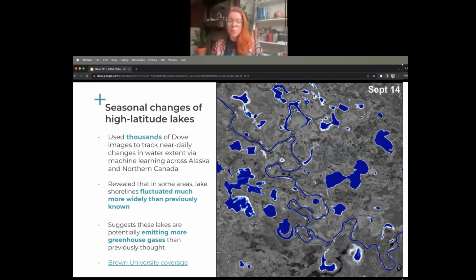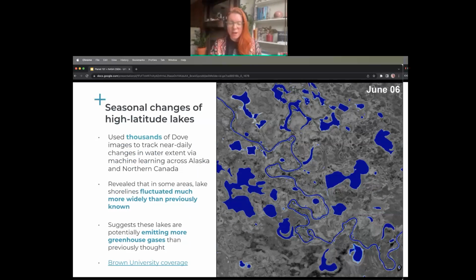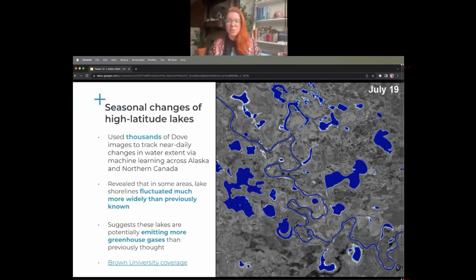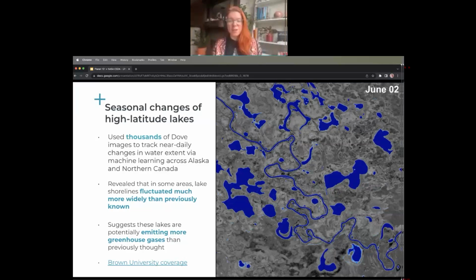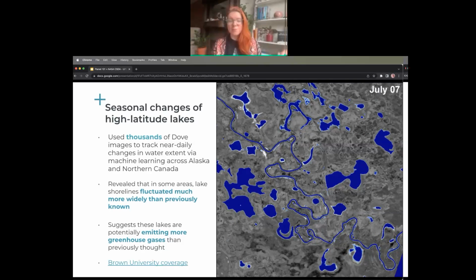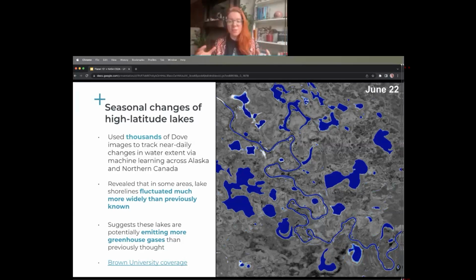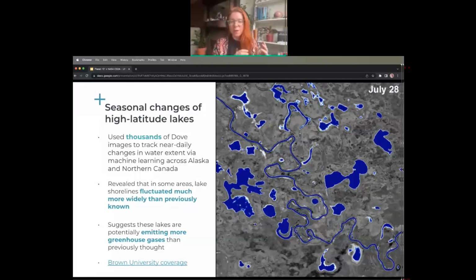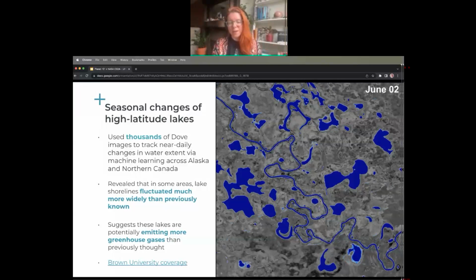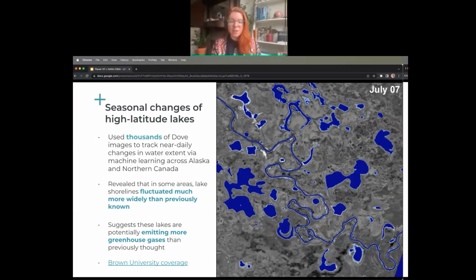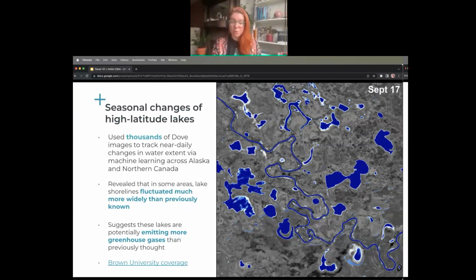This is an example from Sarah Cooley, who was at Brown University. She's now at the University of Oregon. And she actually did these really broad scale studies of lake dynamism to track essentially how the size and extent of these lakes changed over time across broad swaths of Alaska and northern Canada. And she found that in some places, the lake shorelines fluctuated much more than previously known.